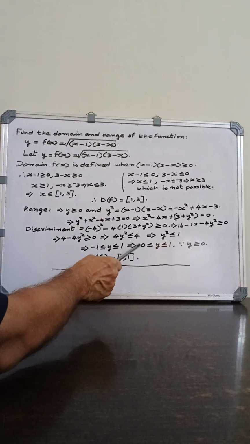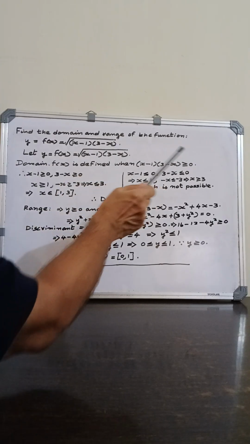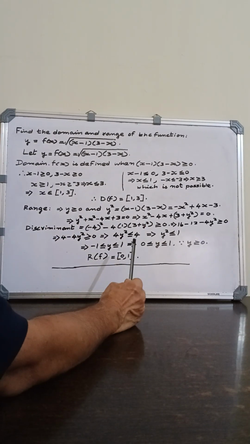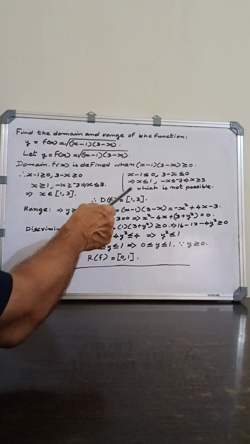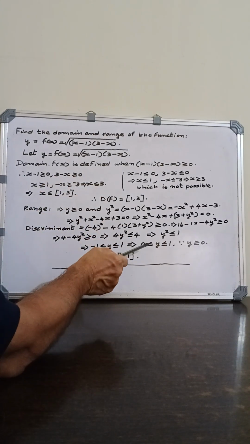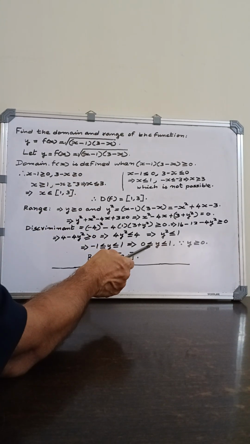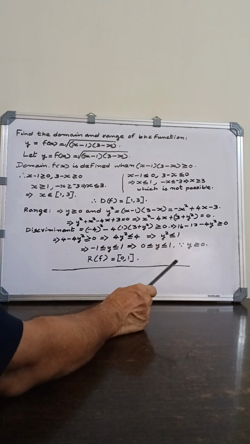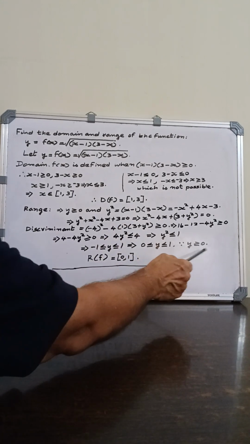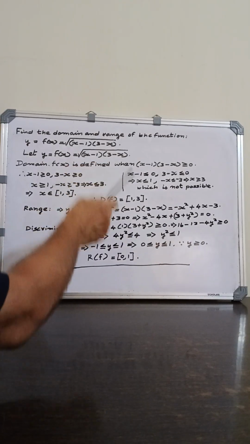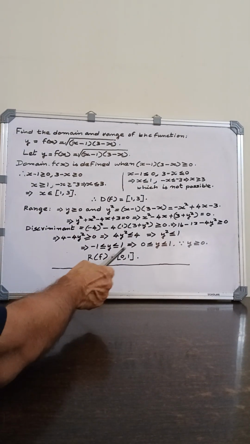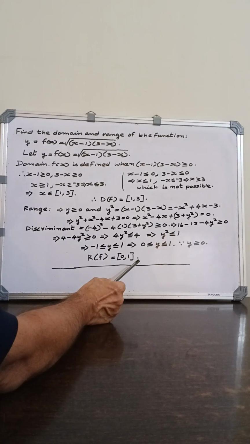But here we can take only non-negative numbers. Therefore, minus 1 to 0 we have to neglect. From 0, a closed interval. Therefore, 0 less than or equal to y less than or equal to 1, since y greater than or equal to 0 here comes. Therefore, range of f equals closed interval 0 to 1.